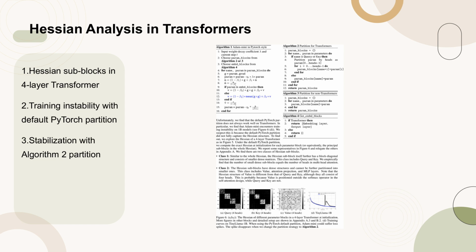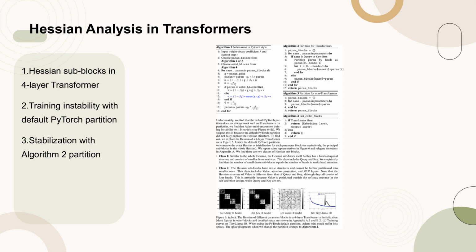Figure 6 provides insights into the Hessian structure of different parameter blocks within a 4-layer transformer model at initialization. Panels A, B, and C illustrate the Hessian of query, key, and value blocks, respectively, revealing distinct patterns.